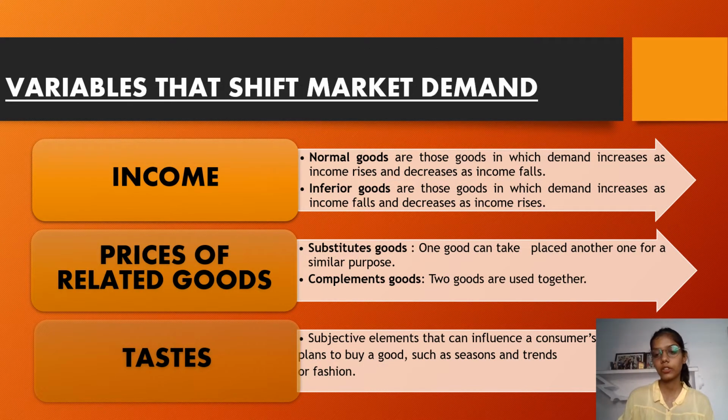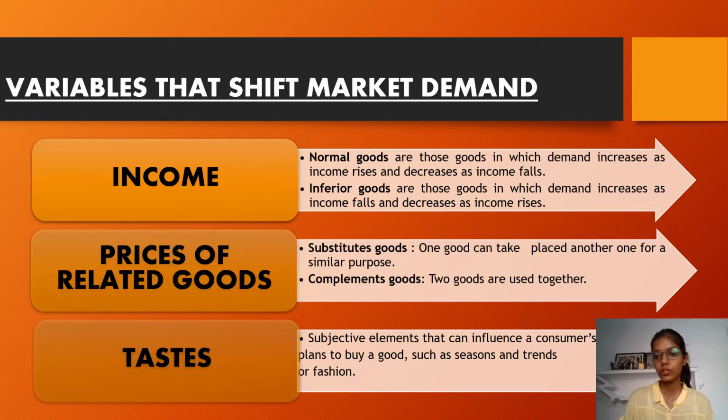Variables that shift market demand. First is income. There are two types of goods in this: normal goods and inferior goods. Normal goods are goods in which demand increases as the income increases, and demand decreases as income falls.